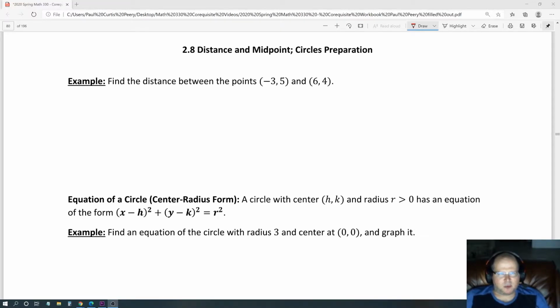2.8 distance and midpoint circles preparation. Example, find the distance between the points -3, 5, and 6, 4. So we write down the distance formula first.